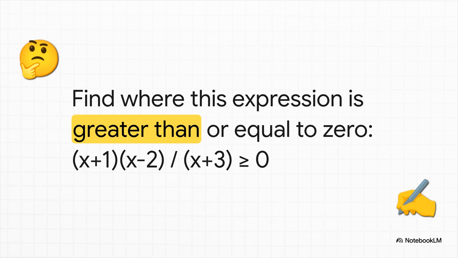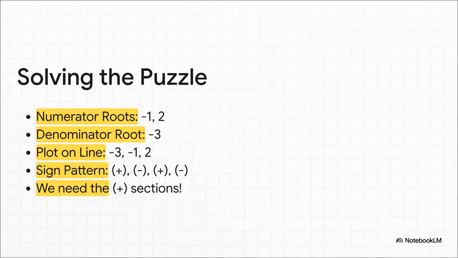This one's got a fraction, which you'll see adds a fun little twist to the problem. We're looking for where this whole thing is greater than or equal to 0. Let's just follow the recipe. The roots from the top are -1 and 2. The root from the bottom is -3. We plot those 3 points on our line. We start way over on the right with a plus, and we just work our way back. Plus, minus, plus, minus. Our problem asked for greater than or equal to 0, so we just need to scoop up the sections with the plus sign.